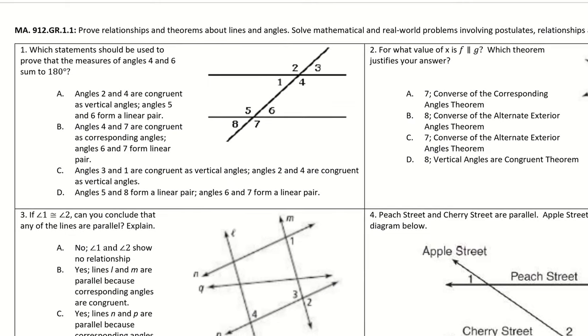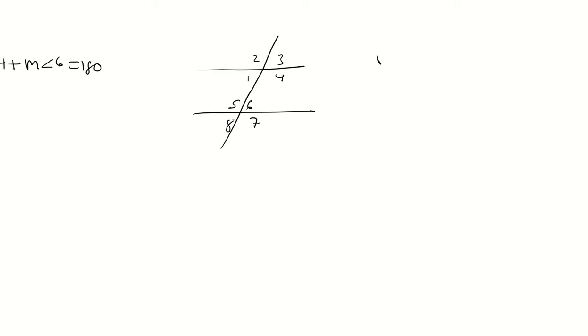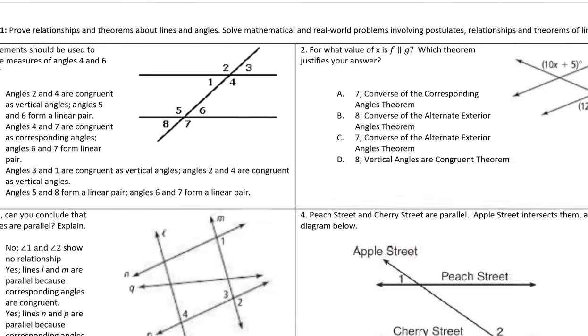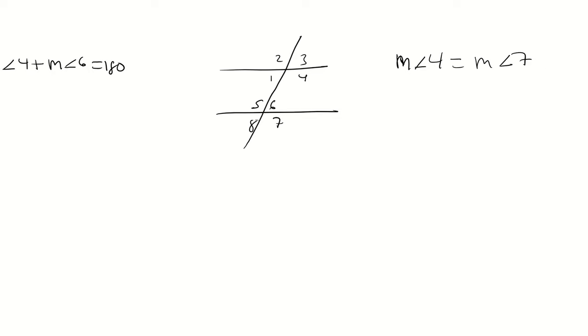Part B: angles 4 and 7 are congruent as corresponding angles, and 6 and 7 are a linear pair. So they're saying that the measure of angle 4 is equal to the measure of angle 7 because they're corresponding. Yes, that's true. These are corresponding angles, your sandwich terms. Remember when you have parallel lines and then a transversal? So that's true. And then they said that 6 and 7 form a linear pair. That's true too. This and this form a linear pair because you see this line, which is 180 degrees.